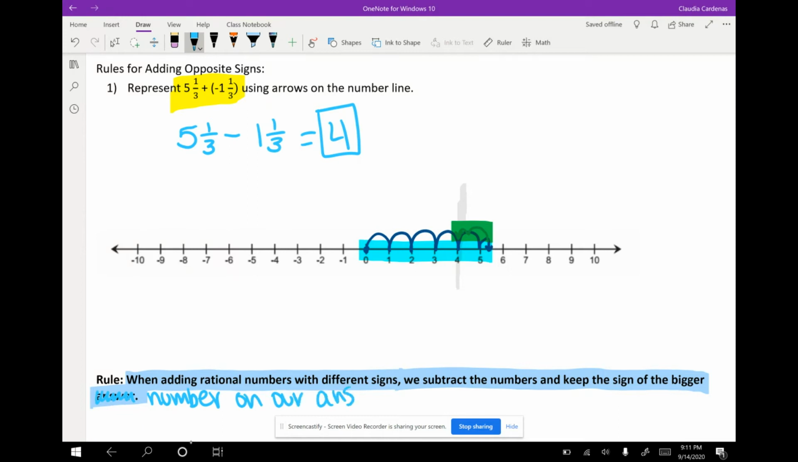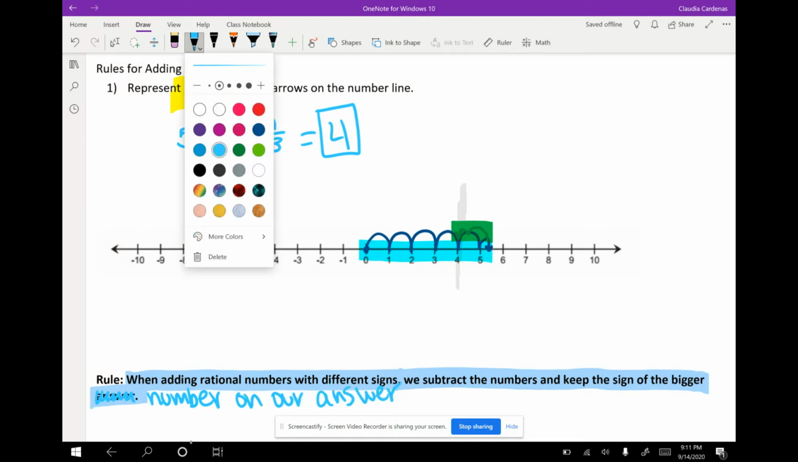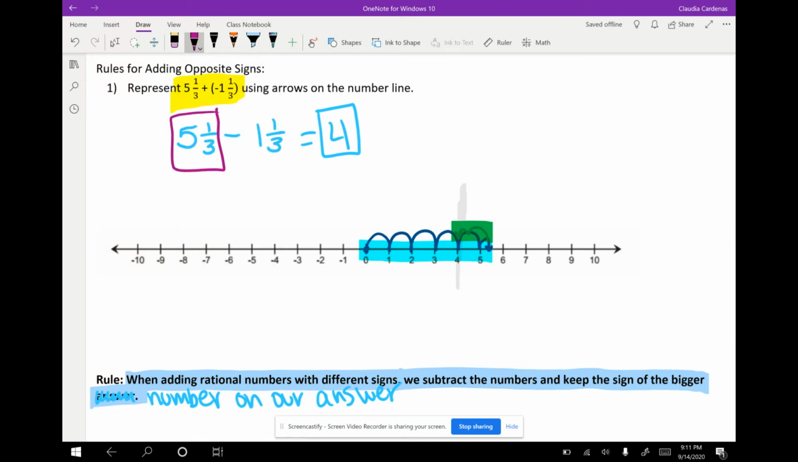Okay, so just like we saw here, 5 and 1/3 was the bigger number of the two. And since it was positive, our answer was also positive, right? If -1 and 1/3 had a bigger absolute value, right? If it had a bigger distance than the 5 and 1/3, if the arrow on the number line was bigger, then our answer would have also been negative. Okay, so we know that if the arrow for the negative number is bigger than the positive arrow, then our answer will be negative. In this case, the arrow for the positive number was bigger than the negative arrow, so our answer turned out to be positive.